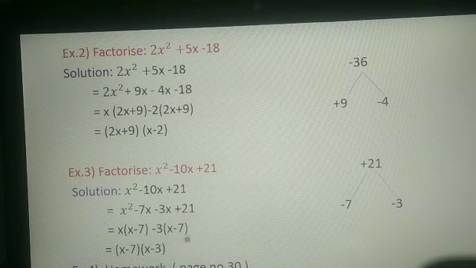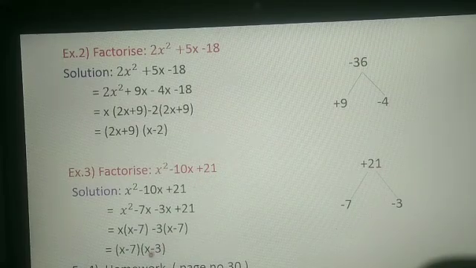Now what is common in this? x minus 7 and x minus 7. That bracket we will take out, and whatever is left in the other part we will take inside the bracket as x minus 3. So in this way, what are the factors of x square minus 10x plus 21? x minus 7 and x minus 3. So we have solved example 3 also.